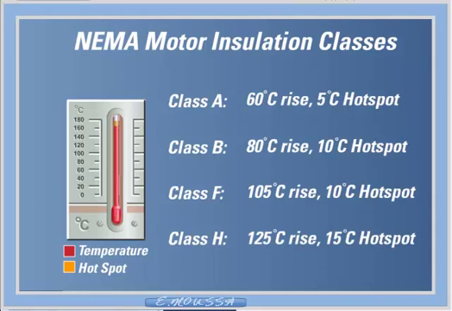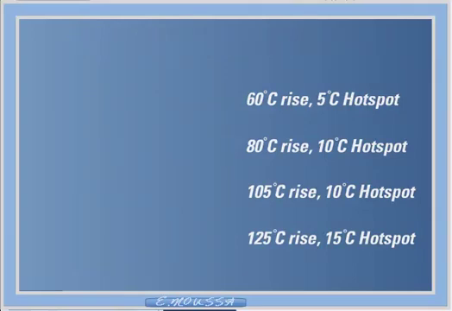In the past, Class F insulation was typically called for in most industrial applications, but with the ever-increasing use of variable-speed AC drives and the associated heating due to harmonics, Class H insulation is now more commonly specified.